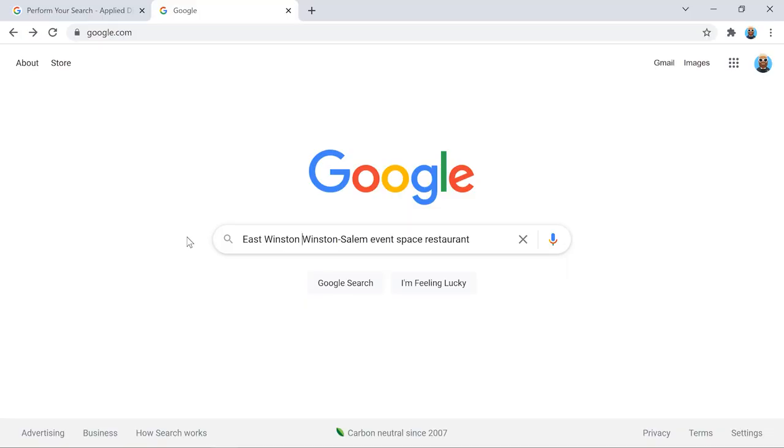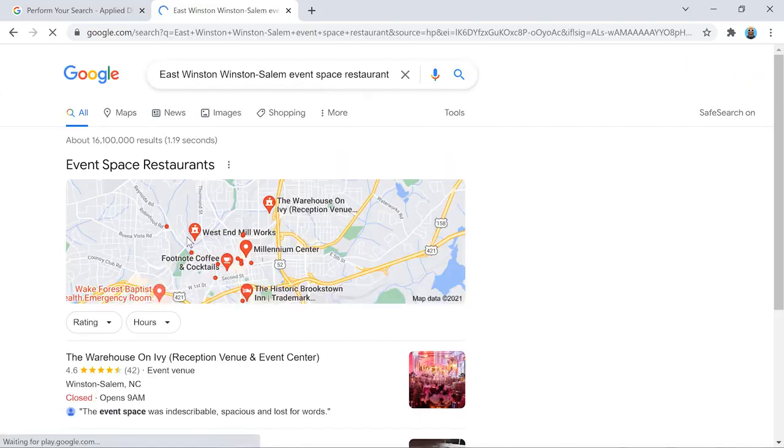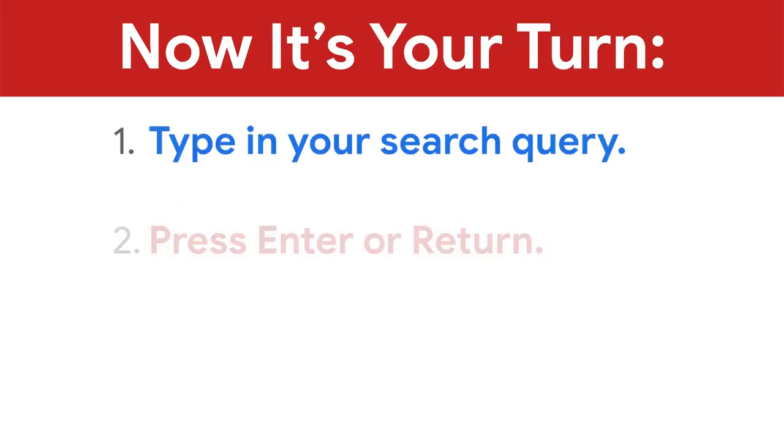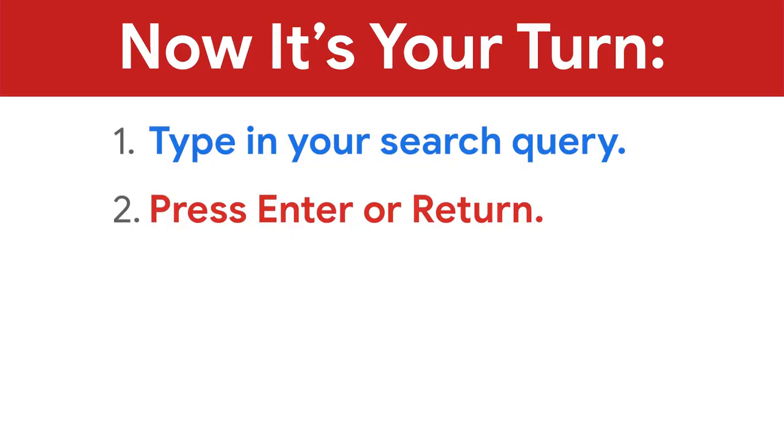After you type in your search query, press Enter or Return to perform your search. Now it's your turn. Type in your search query and press Enter or Return. Then, click Next to watch the next video.